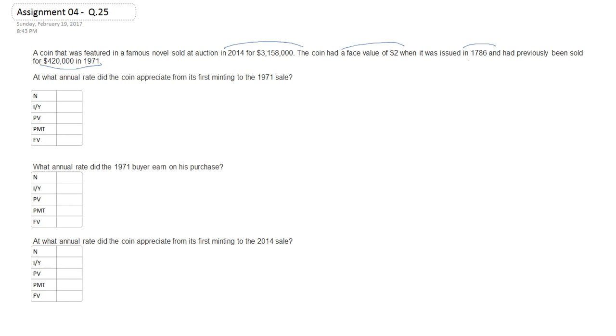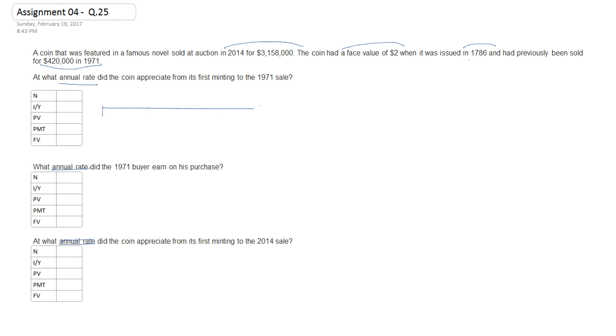Basically, in all these three questions, you have to answer what is the annual rate that you earn, which is basically the investment rate of return for investment in this coin. So all these three questions, you have to answer the IY. So let's look at the timeline of the first question.